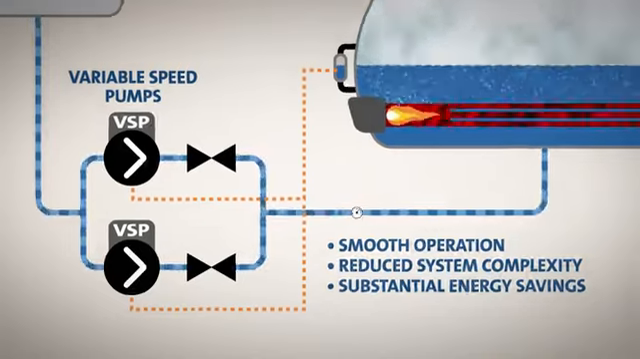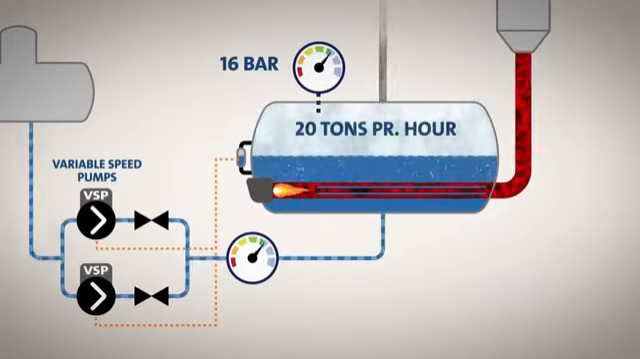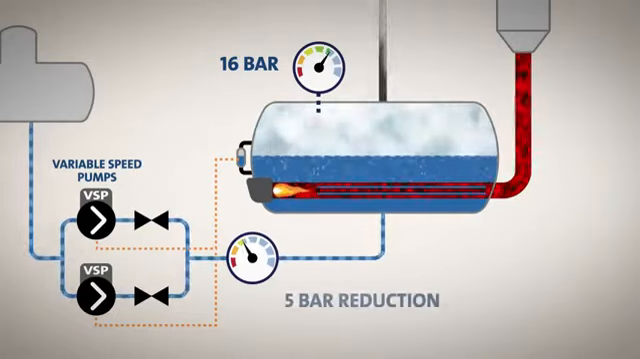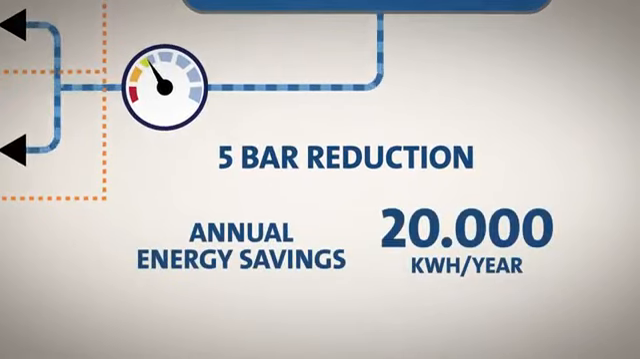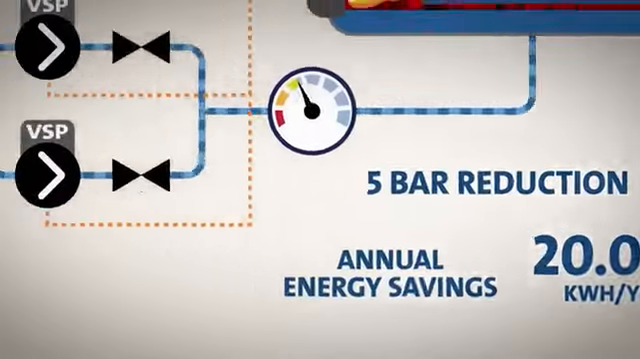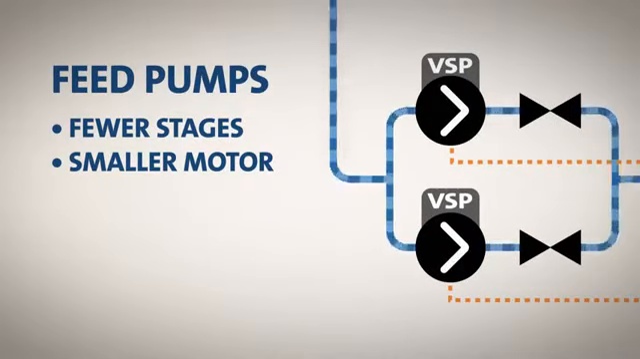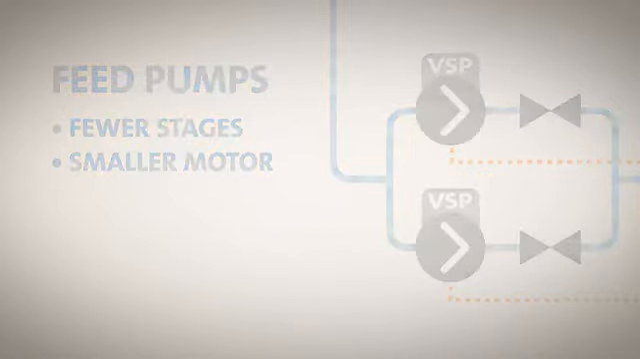In fact, if your boiler system has a steam production of 20 tons per hour at 16 bar, a pressure loss across the feed valve of 5 bar at 100% boiler load, and a standard load profile, the annual energy savings will exceed 20,000 kilowatt hours. On top of this, you'll be able to size for a pump with fewer stages and a smaller motor, because the pump no longer has to compensate for the loss of pressure across the valve.